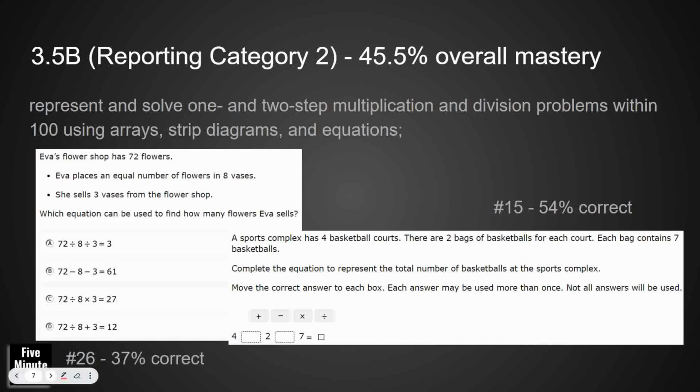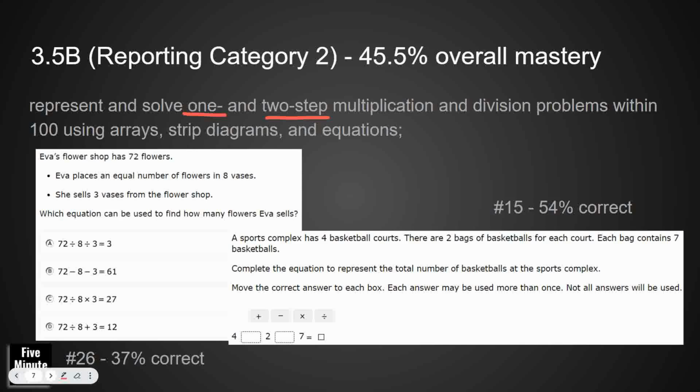So 3.5B is our next readiness standard. It is reporting category 2. We only had 45.5% answer it correctly. We had to see again, one step and two step, but this time we have multiplication and division problems. And we had one that was kind of simple, one that was kind of difficult. And they're actually both two-step problems here.